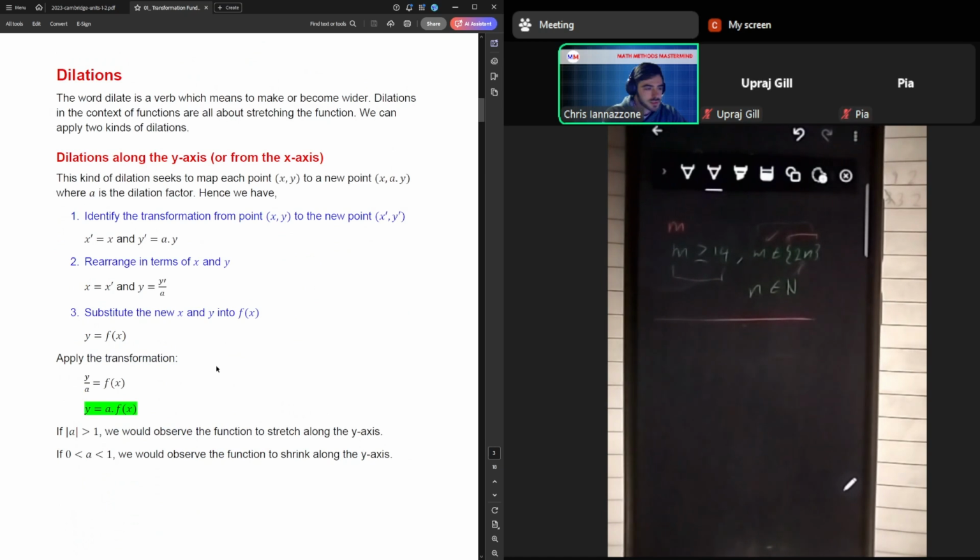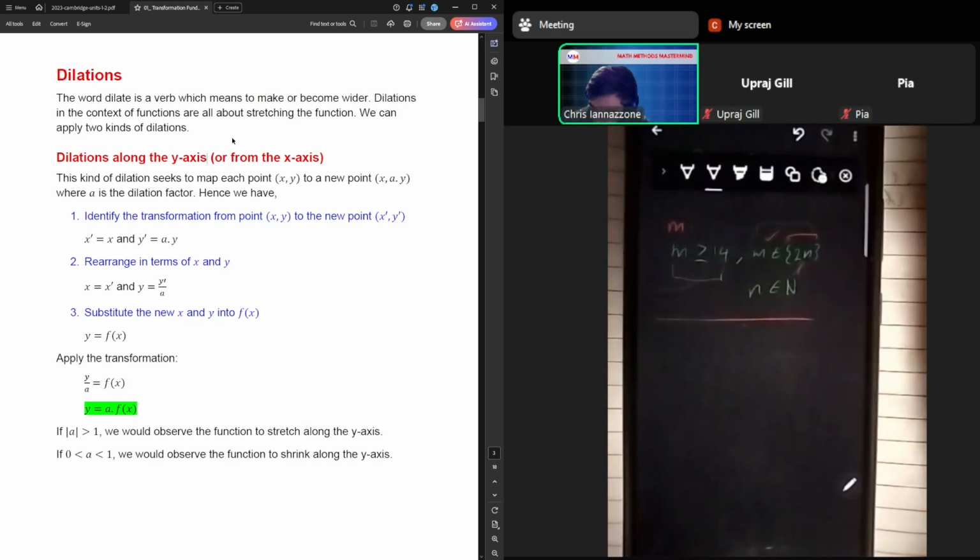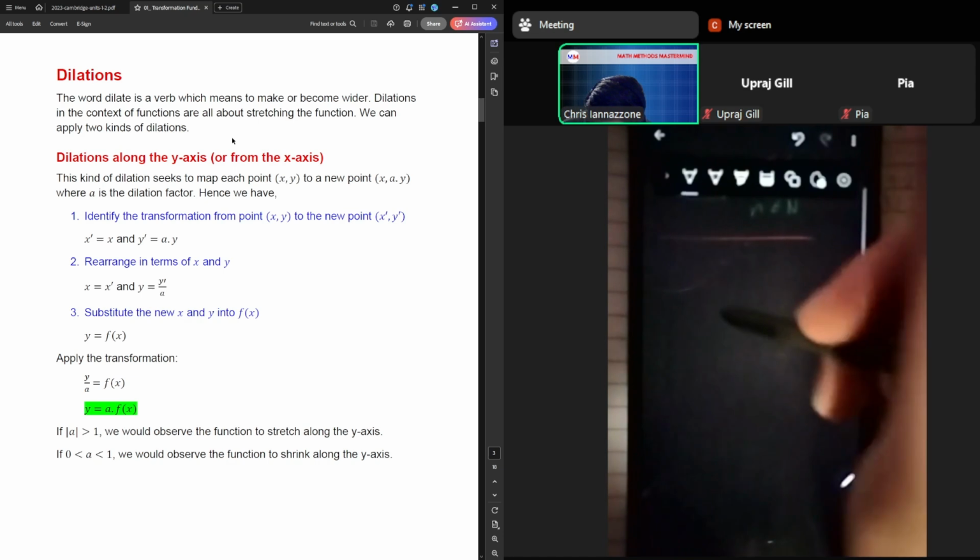Okay, first up, dilations. So dilations are all about stretching your function. You either stretch along an axis or from an axis. Both of those wordings are correct. The from an axis is a lot more common. That's what's used in the Cambridge book, and I think also in the Jacaranda book. Although I have seen along an axis be used before. So essentially all that's happening there is it's more of an English thing, really. They both mean the same direction.